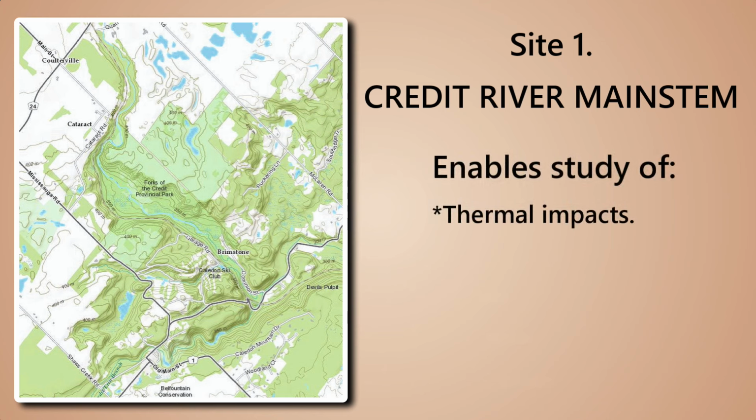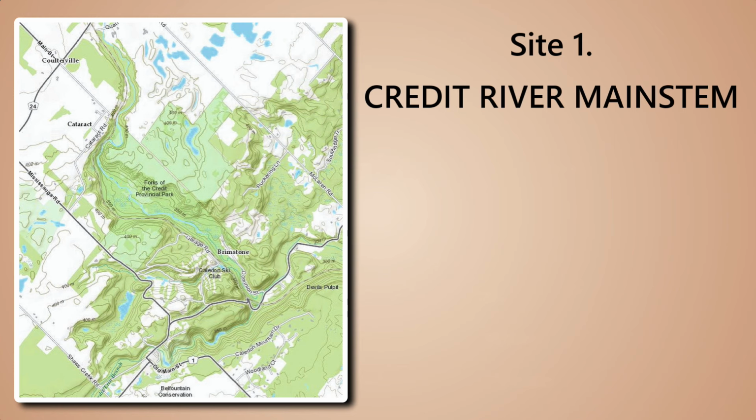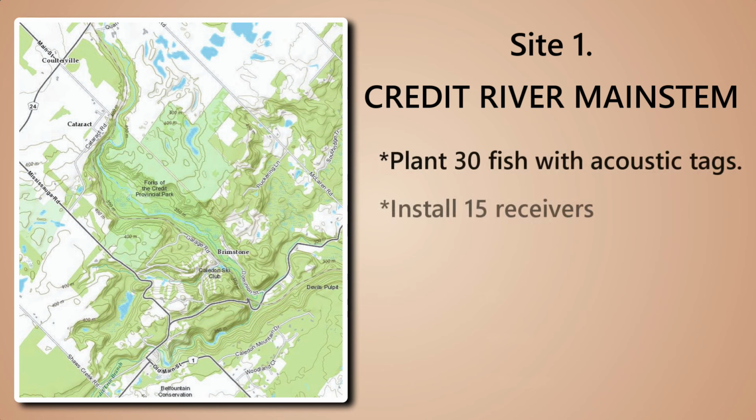There's also good connectivity here to compare to other parts of the Credit River and brook trout streams in the surrounding region. So brook trout can really move up and down this stretch unimpeded, and it gives us a chance to see, for example, how far are these fish moving? Because they can move up and down quite a bit. This is a stretch of river where our plan is to implant 30 fish with acoustic tags and then install something like 15 acoustic receivers up and down and look at how these fish move around.